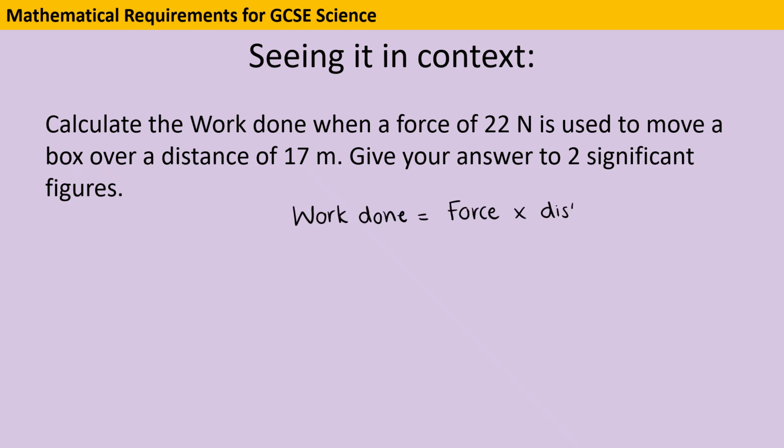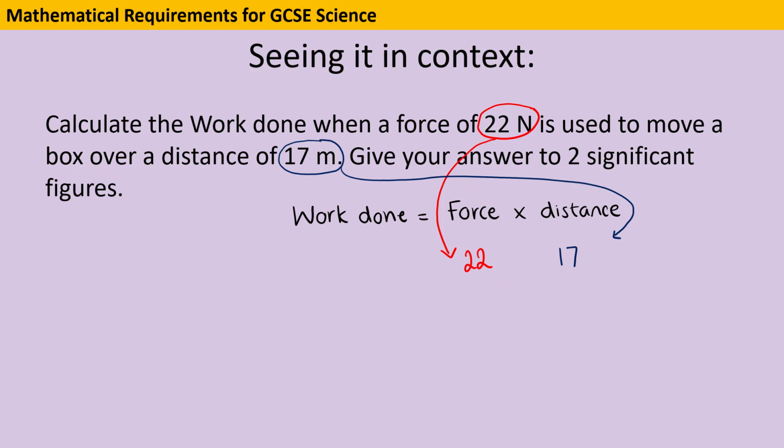So we start off with our equation, which we can get from the equation sheet. Work done is force times distance. We know that the force is 22 because the units tell us that that's the force, and also in this very nice question it does say the word force. And the distance is 17, and we know that because of the units. We multiply them together to get an answer of 374 joules.